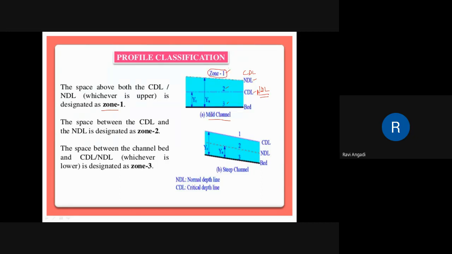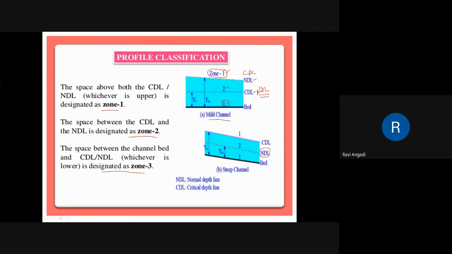And the space between the CDL and the NDL is designated as zone 2. This is between CDL and NDL. And the space between the channel bed and the CDL or NDL, whichever is lower, is designated as zone 3. Thus if the CDL is lying here, it is the space between the bed and the CDL. Or if the NDL is lying here, it is the space between the bed and the NDL. That is called zone 3. I hope you all understood.